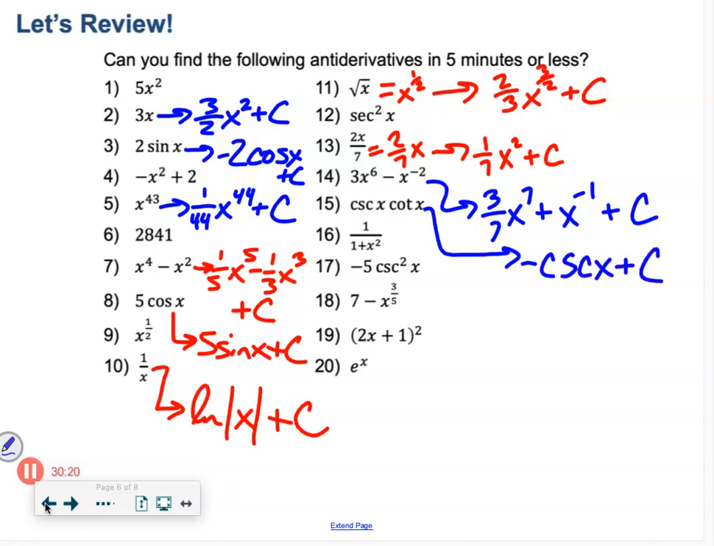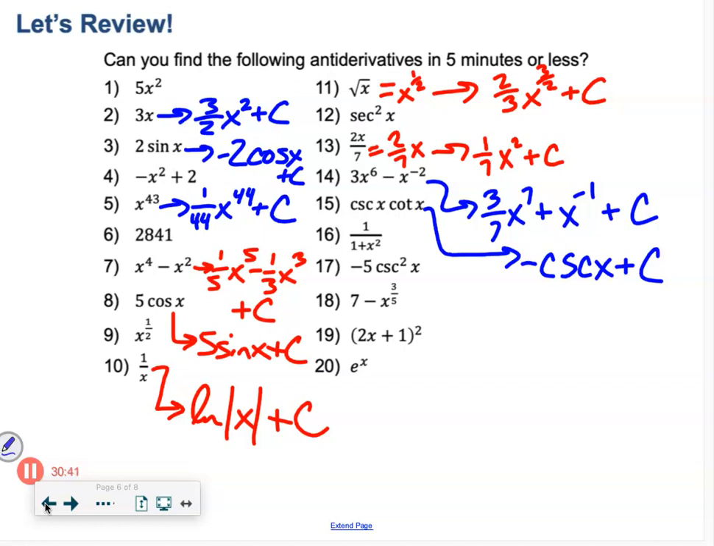Remember, for every antiderivative, you can always check your work, just ask yourself, differentiate this, right? What's the derivative of negative cosecant? Positive cosecant cotangent, right? You can always just take a derivative and see if you got it, right? That's one of the nice things about integrals is you can always check.